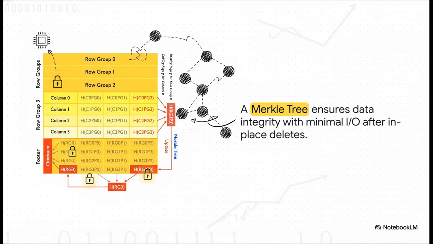Okay, but wait, if you're just changing little bits and pieces, how do you know the file hasn't been corrupted? The secret sauce here is something called a Merkle tree, which is a really clever cryptographic trick. You can think of it as a hierarchy of digital fingerprints. When you change one tiny part of the data at the bottom, you only have to recalculate the fingerprint for that piece and the few fingerprints directly above it in the chain. You don't have to recheck the entire file. It's a super efficient way to guarantee the data is still valid.